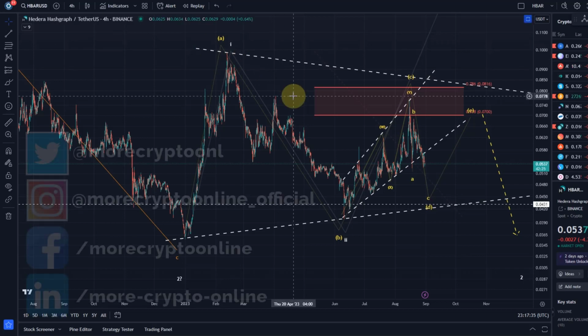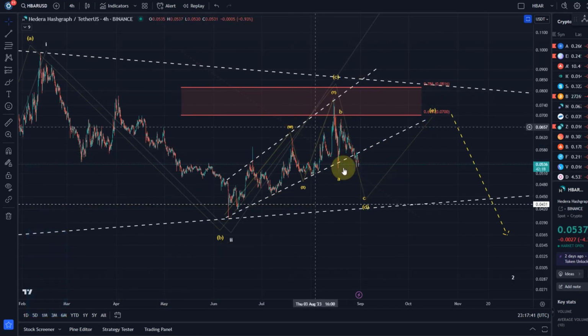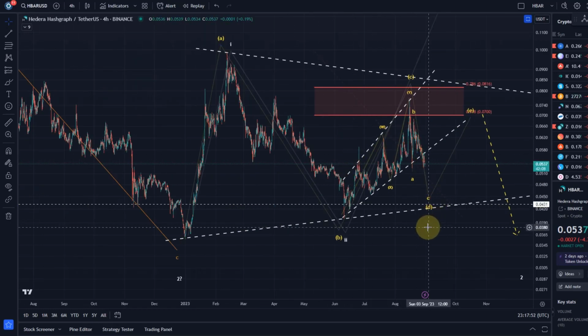HBAR did break this ascending broadening wedge to the downside. We were looking for a break to the downside as per this wave count in the previous videos. It got rejected in resistance and broke below the ascending trend line. And what did we talk about in the previous video?